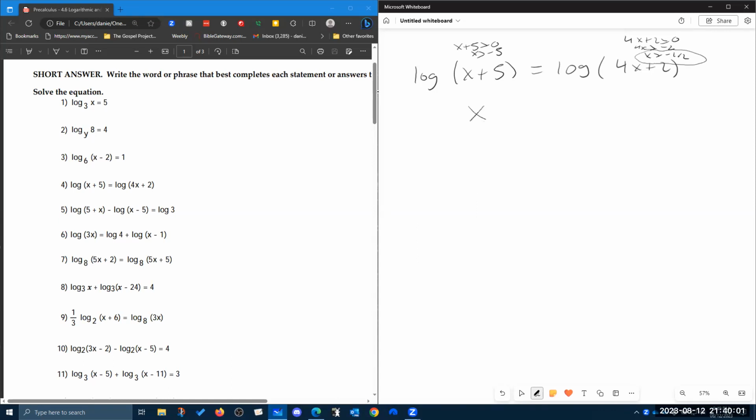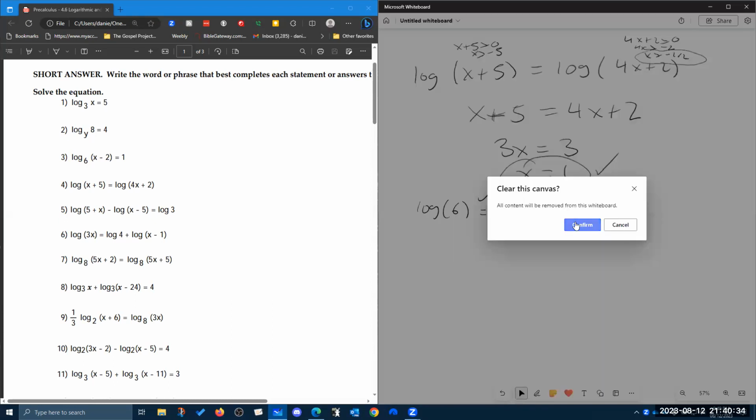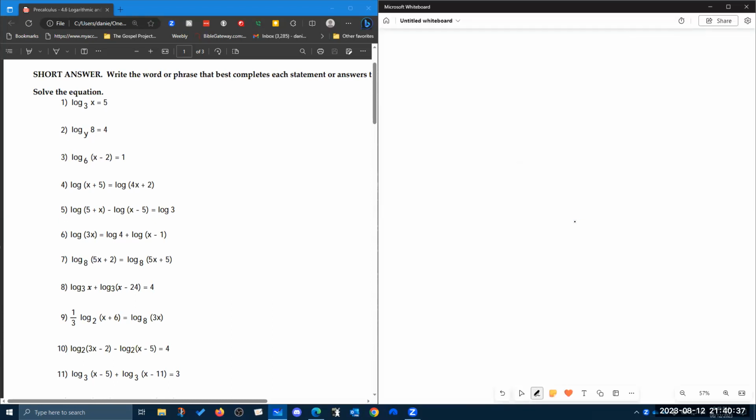-1/2 is bigger than -5, so we're going to stick with this for the domain. I can use my one-to-one property and drop the logs because they have the same base. And I can solve and say that that means that 3x is equal to 3 and x is equal to 1. And this 1 is certainly bigger than that -1/2. So that's a good answer. Let's go back and check it and make sure log of 6 is equal to log of 6. Yep. We want to check for extraneous solutions when we have logs to make sure that we don't accidentally get 0 or a negative number inside.